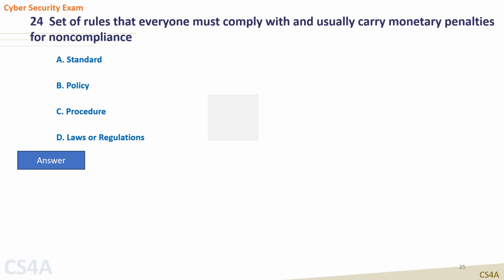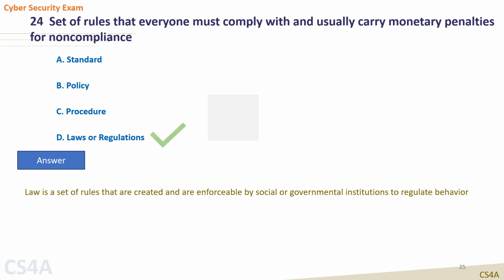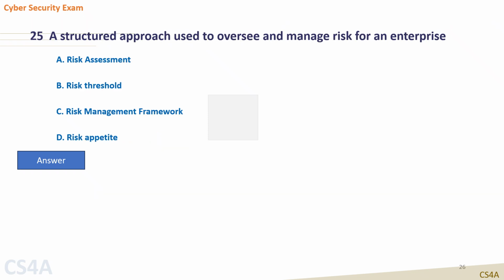Here the question is, set of rules that everyone must comply with and usually carry monetary penalties for non-compliance. So here the keyword is monetary penalties. Only law and regulations are involved in monetary penalties. So the answer is D. Here the question is, a structured approach used to oversee and manage risk for an enterprise. The options are risk assessment, risk threshold, risk management framework and risk appetite. The correct answer is risk management framework, because the keyword they mentioned is structured approach. So the answer is C.